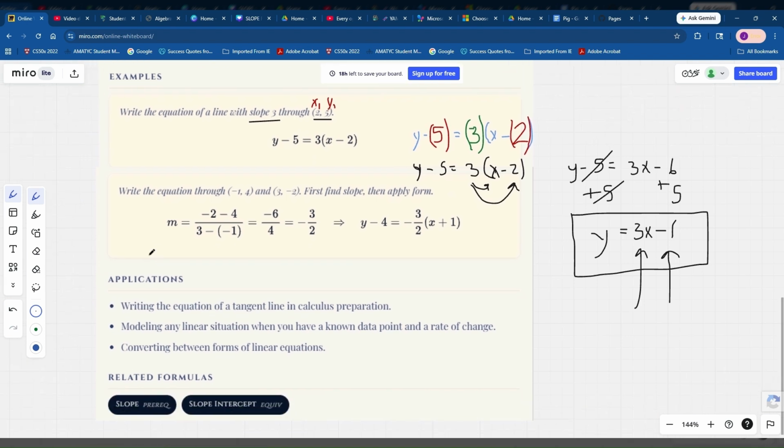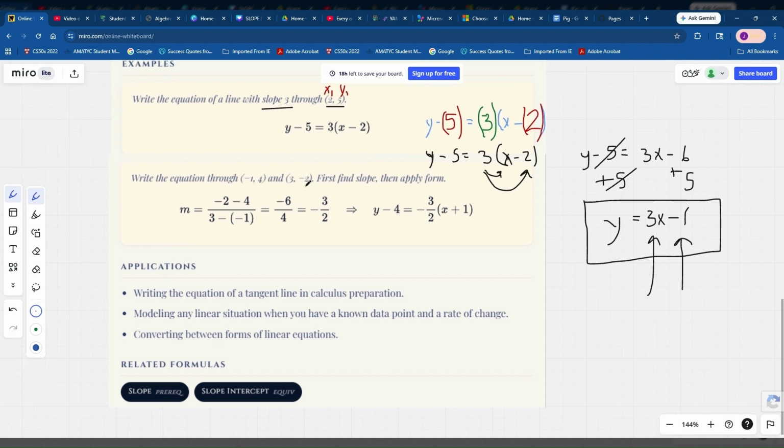We have another example here. Write the equation through (-1, 4) and (3, -2). First find the slope, then apply the form. So here we didn't get the slope directly. We have to find that slope. So we're going to go ahead and find that slope here by substituting those values in to the slope equation. We covered this in the last video. If you want a little bit more elaboration on that, you can go to our other video.